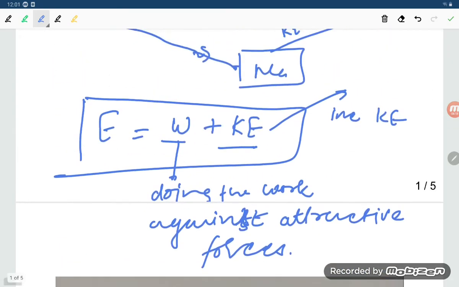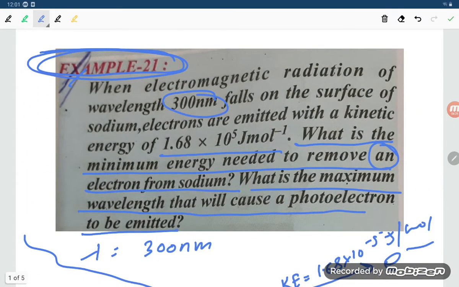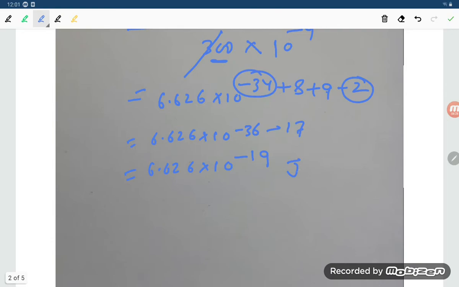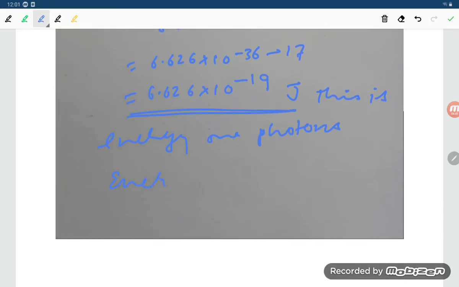But here the energy they are giving is per mole, students. This is the energy of one photon, but they are talking about per mole. So how do we calculate the energy of 1 mole of photons? What will be the answer, students? The energy of 1 mole of photons.